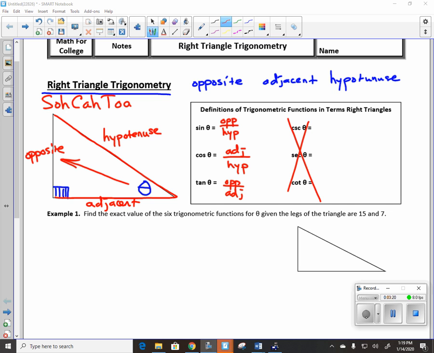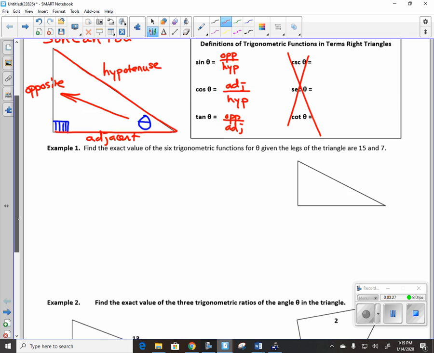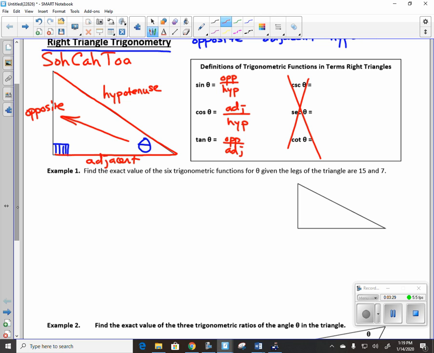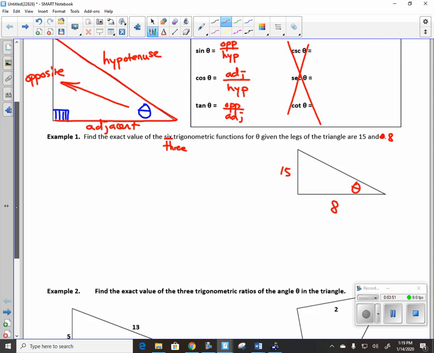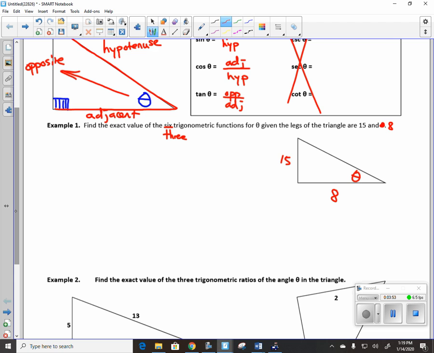We're not going to worry about the other three, cosecant, secant, cotangent, because they really aren't necessary as we move forward with these type of problems. So the first one I'm going to do is find the exact value of the three trigonometric functions for theta. We're going to say theta is here. It says given the legs of the triangle are 15 and, oh, I made a mistake there. It should be 8. 15 and 8. So I have a triangle with legs 15 and 8.